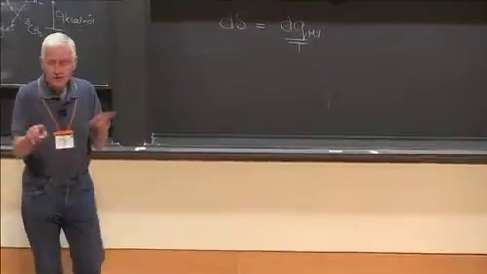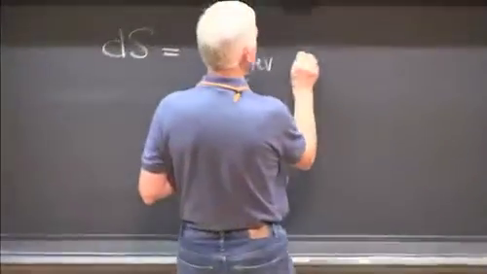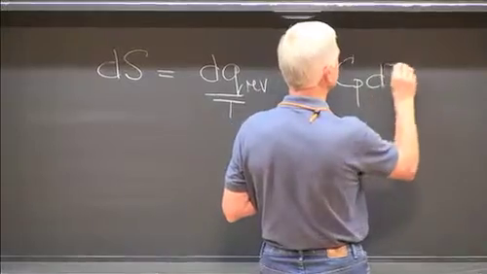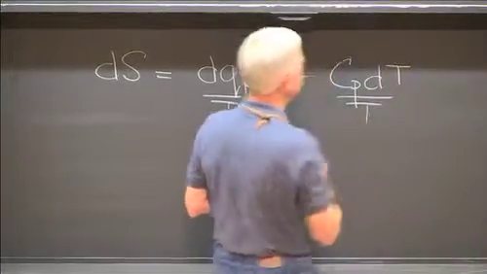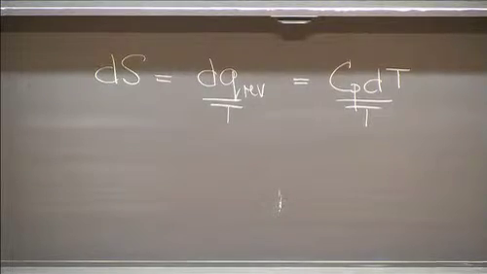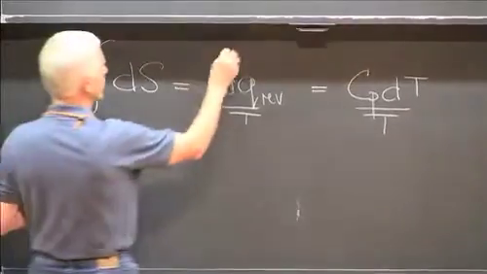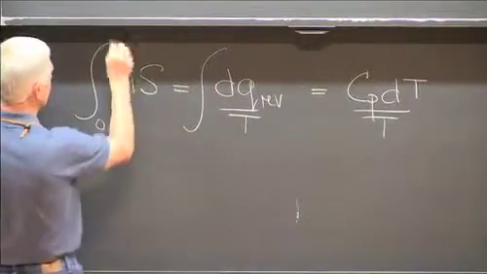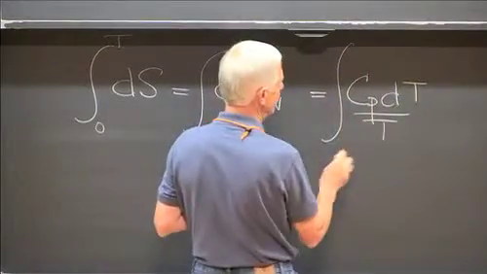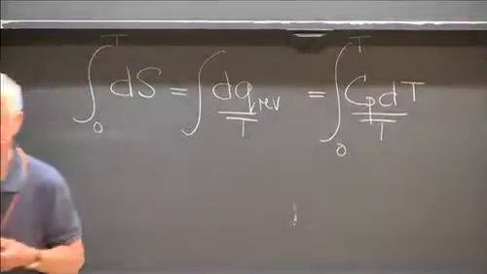What we're doing is we're changing the temperature slightly by an amount dT, and so this, under constant pressure conditions, is going to be equal to Cp dT over T. And so we can integrate the entropy between 0 and T, and that corresponds to integrating Cp dT over T between 0 and T.